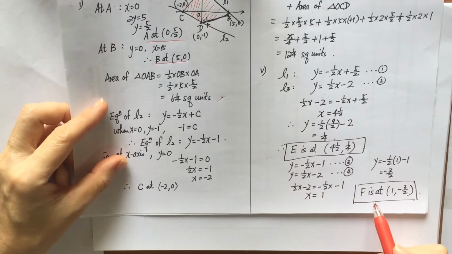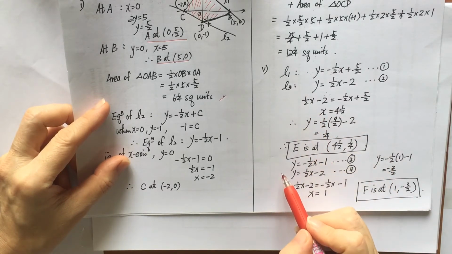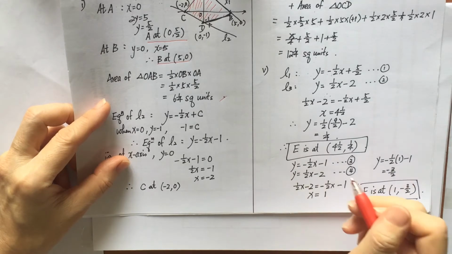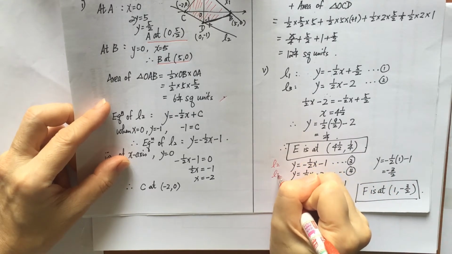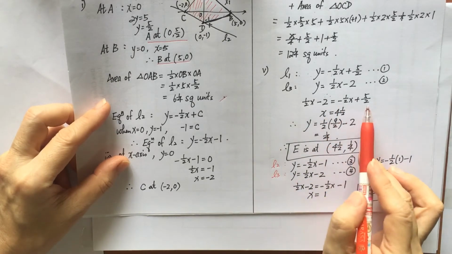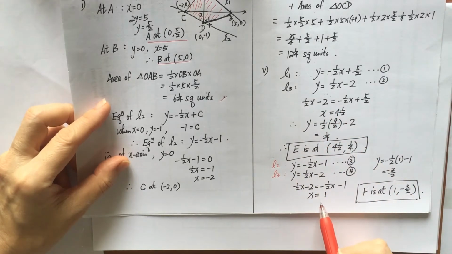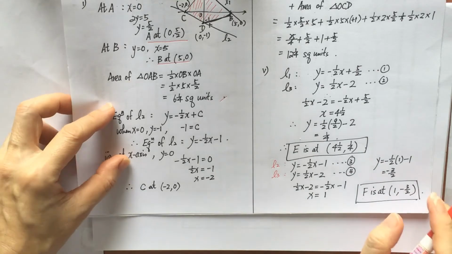Then you want to find the coordinates of F, so you will use L2 with L3. So this is L2, this is L3. So L2 and L3, you equate them again. So the values are slightly different, so your answers will be different. And so F is now at the point (1, -3/2).